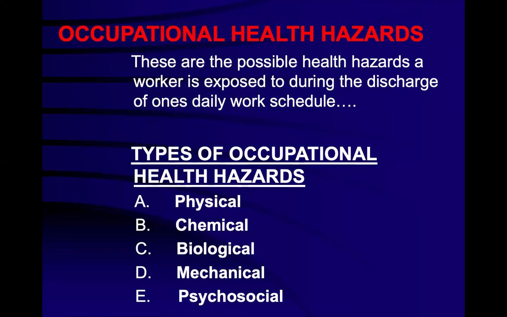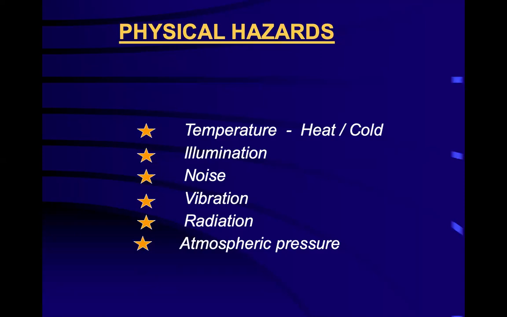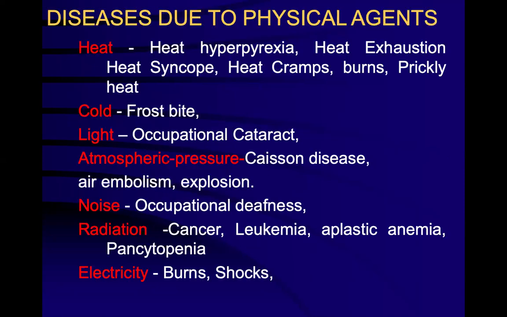Let's talk about occupational health hazards. There are types of occupational health hazards that have been categorized into forms that include physical, chemical, biological, mechanical, and even psychosocial. The physical hazards that we find include how cold or how warm a given working environment is, categorized under temperature. Then the illumination status, noise level, vibration levels, radiation levels, and even the pressure levels. And all of these are categorized as physical hazards.